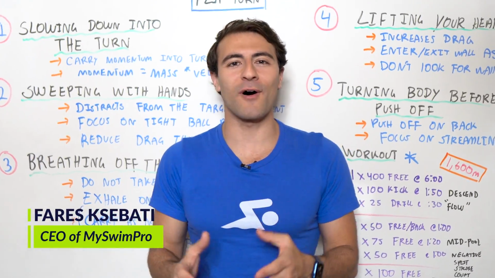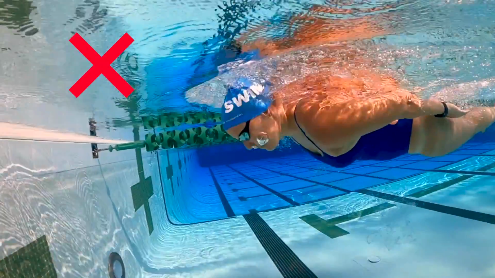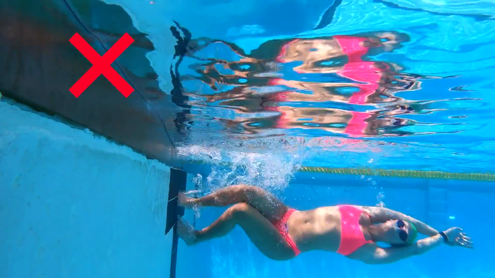Slowing down into the wall is one of the biggest mistakes that you can make, and in this video, I'm gonna share with you 5 of the biggest mistakes that all levels of swimmers are making in their flip turns.